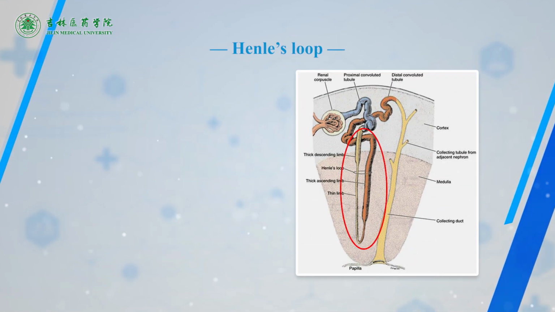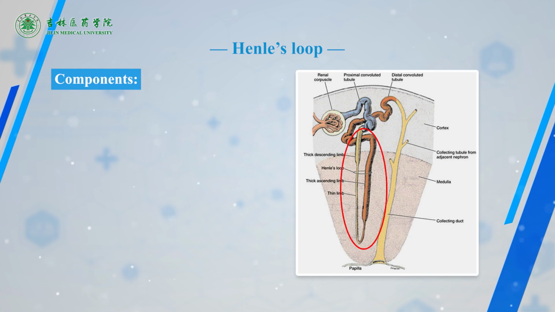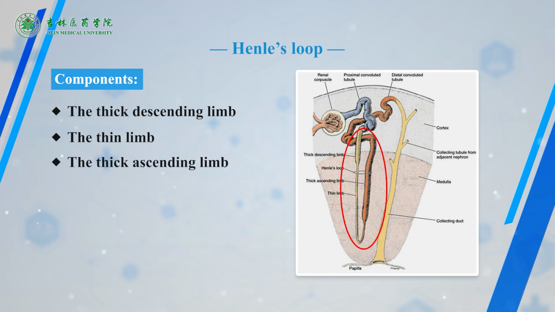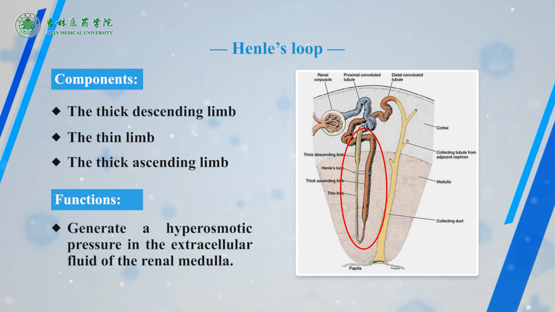Henle's loop. Henle's loop is composed of the thick descending limb or proximal straight tubule, the thin limb or thin segment, and the thick ascending limb or distal straight tubule. Functions. Henle's loop can generate a hyperosmotic pressure in the extracellular fluid of the renal medulla.